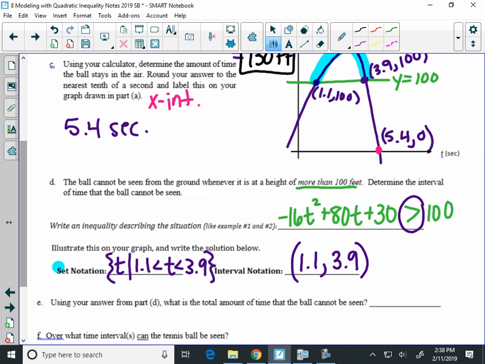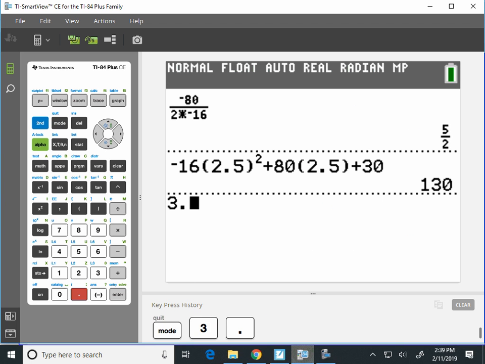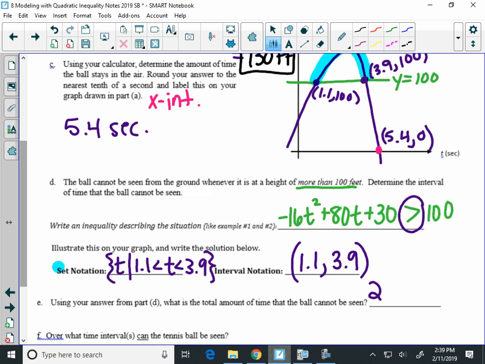Now it says, use your answer from part D, what's the total amount of time that we are not able to see the tennis ball? So we want to know how long is it from 1.1 to 3.9 seconds. You can do that in your head, or you can take your calculator real quick and figure out that 3.9 seconds minus 1.1 gives you 2.8 total seconds that the ball is out of sight.